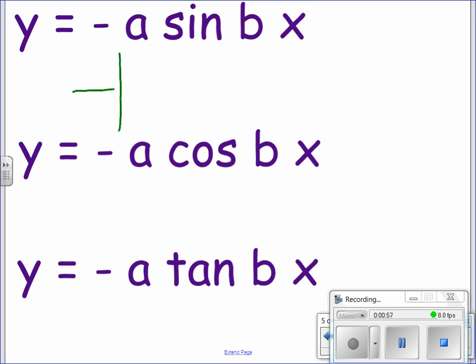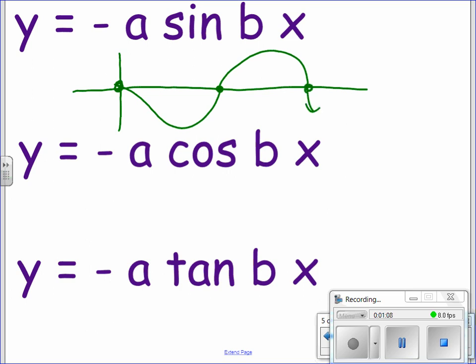So just draw yourself a sketch in your notebook so you know that a negative sine graph would look like this. Down in the valley first, back to 0. Up the mountain second, back to 0. So that would be one period of a negative sine graph. We're going to do the same thing and draw ourselves one period of a negative cosine graph.